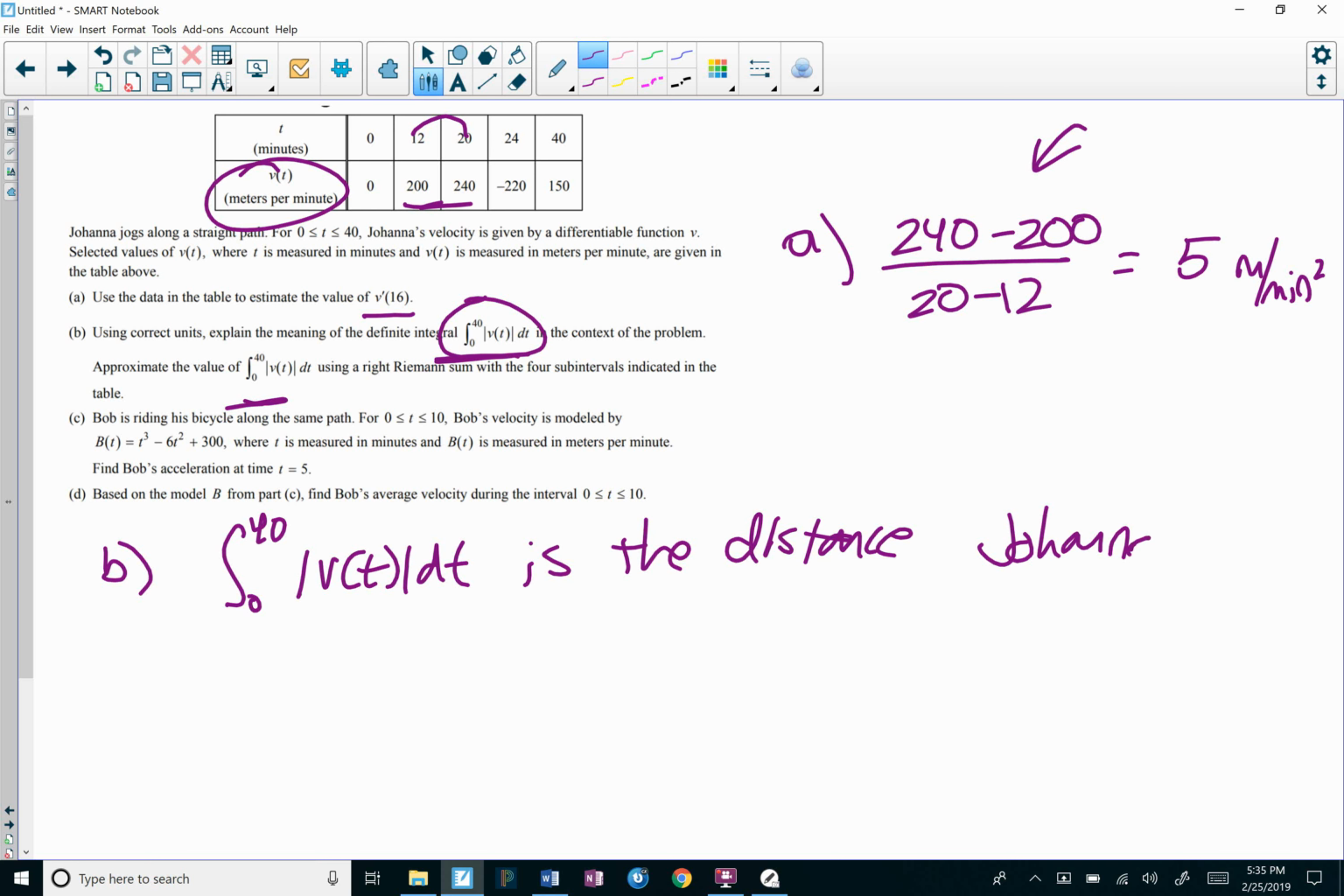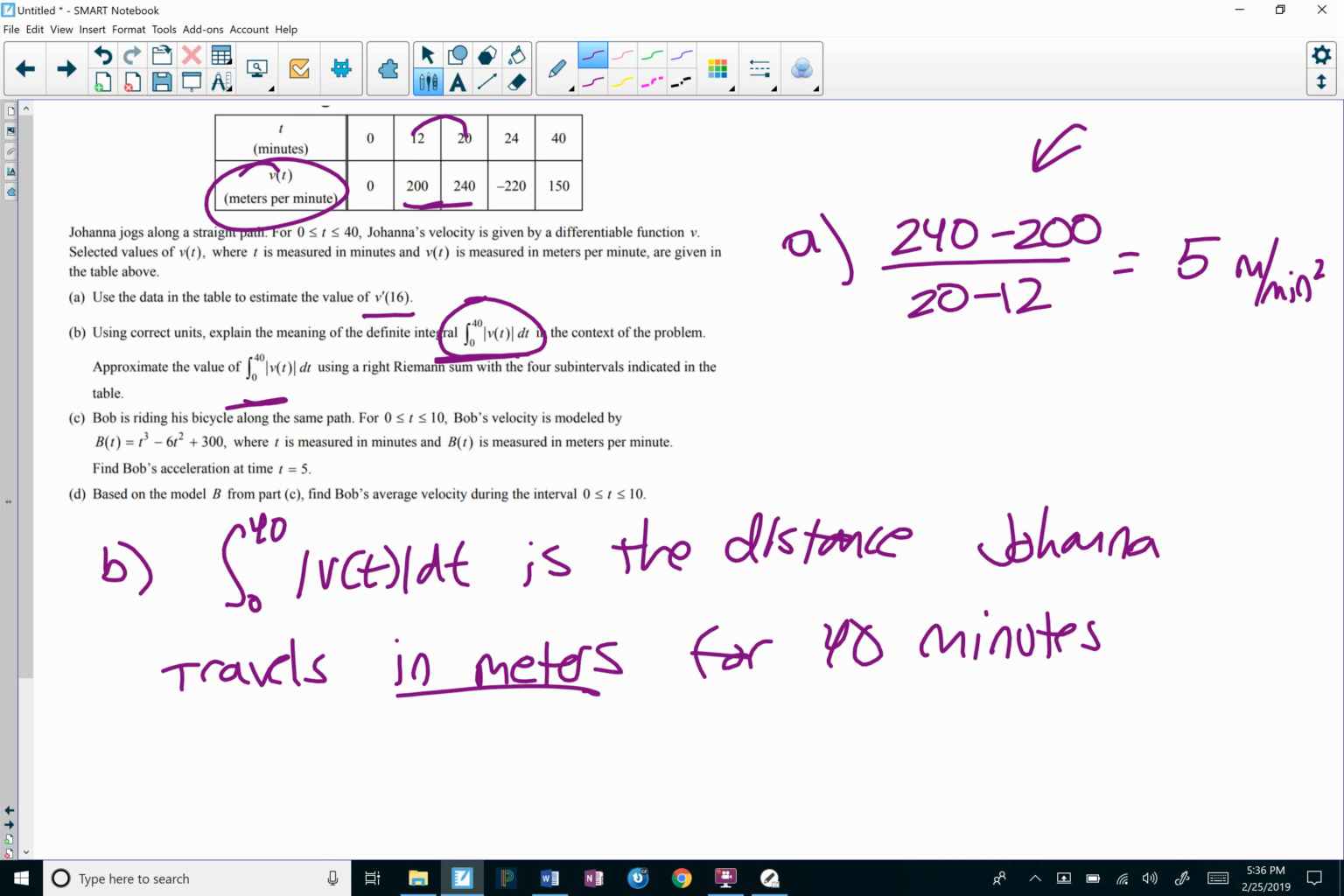Joanna travels in meters. You have to have units for 40 minutes. Okay, if you don't have the meters and you don't have the minutes, you didn't get your point. Okay, those are super important.